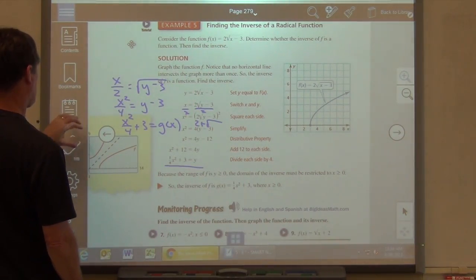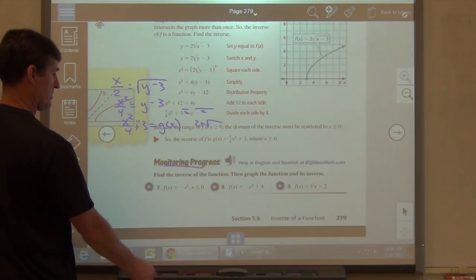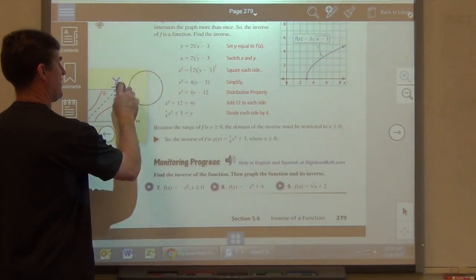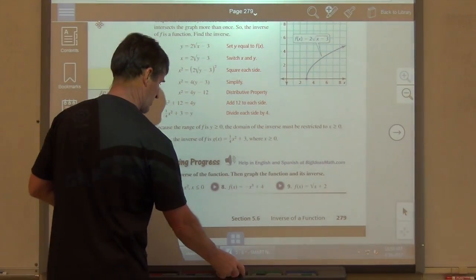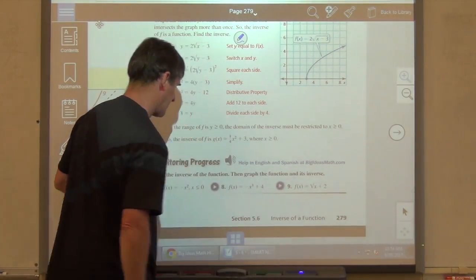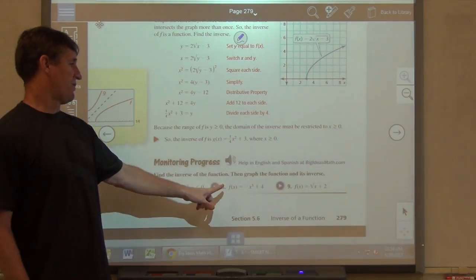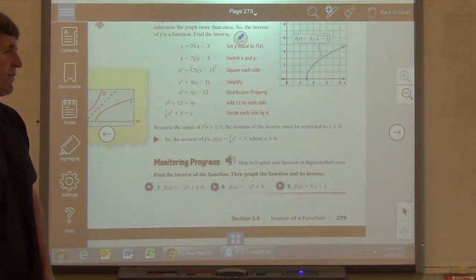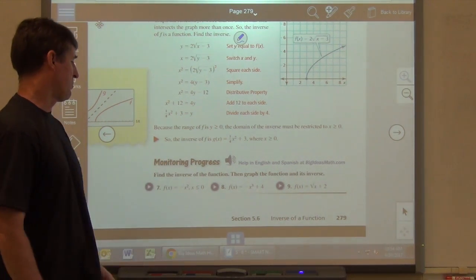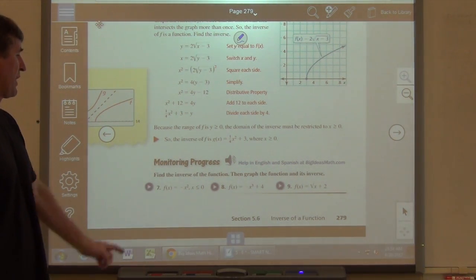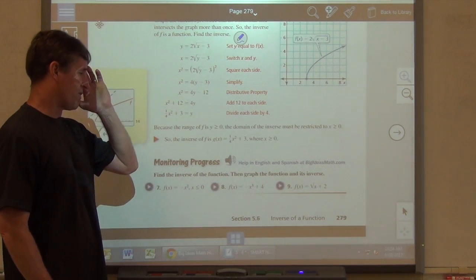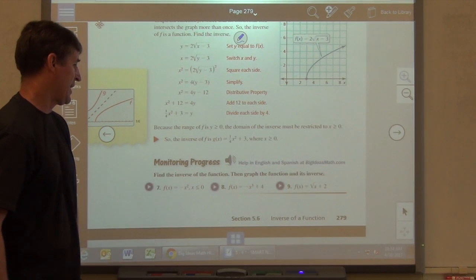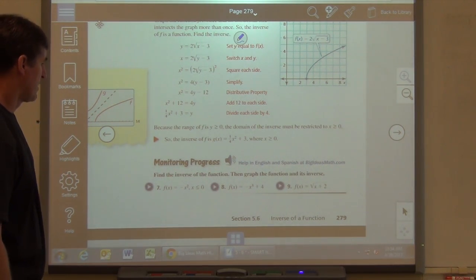So I would like you now to try 7, 8, and 9. Find the inverse of the function, then graph its function again. I don't want you to graph the function and its inverse. That's just a process of plotting in points and doing it. What I'd like you to do, though, is to find the inverses of these. So go ahead, pause the video, come back, and then see how you did on that.